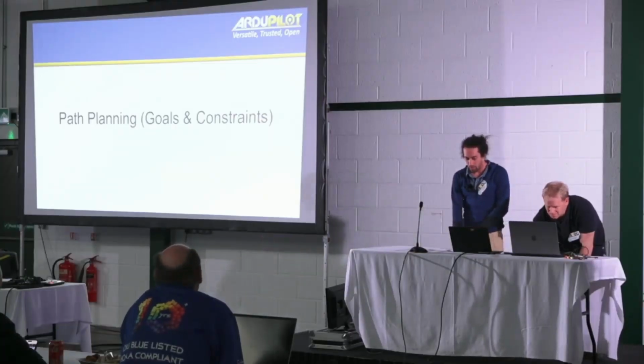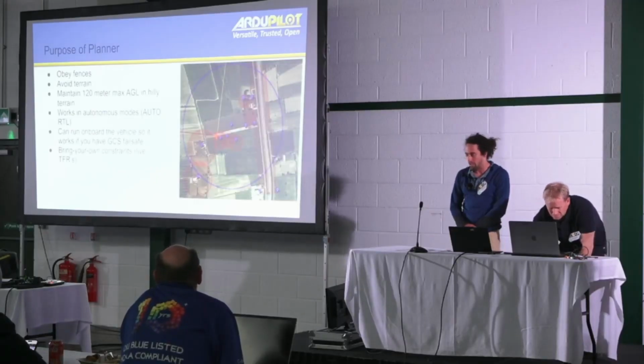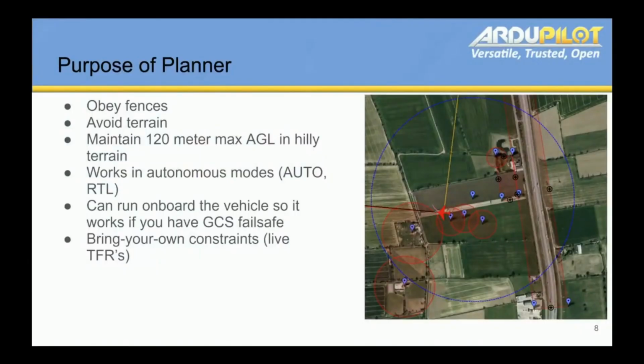All right, so what I've been working on with Rhys for the past couple of years with regards to path planning is this high-level goal: we want to obey fences in ArduPilot, or any autopilot for that matter. We want to avoid terrain, and we also want to respect max AGL constraints that are frequently required by regulations. We'd like it to work in autonomous modes, but also RTL to get home. And we want it to run on board the vehicle, so if you have a GCS failsafe, your vehicle doesn't rely on the ground station to find its way back.